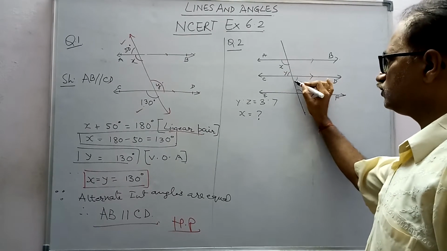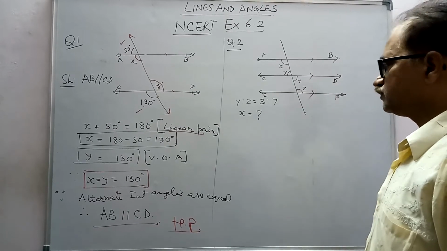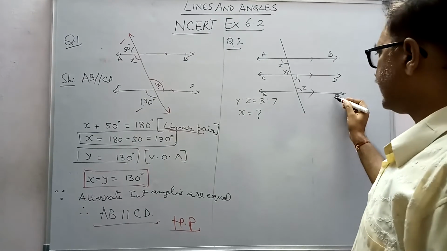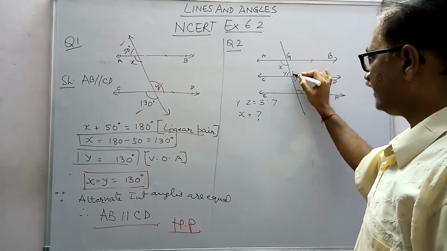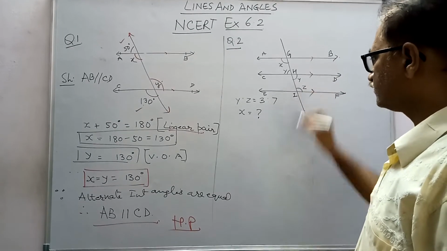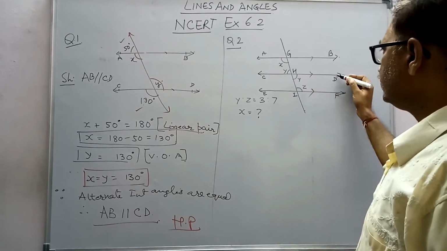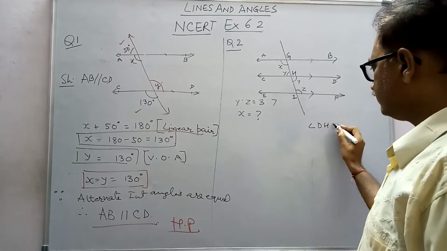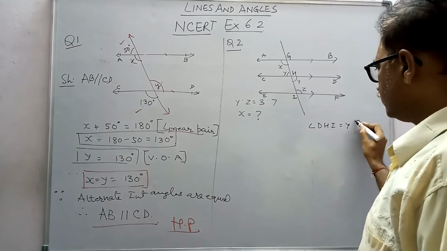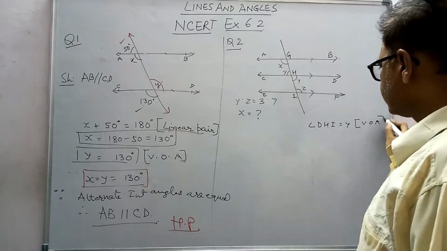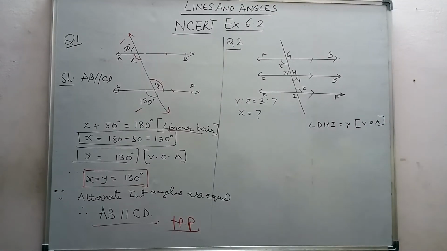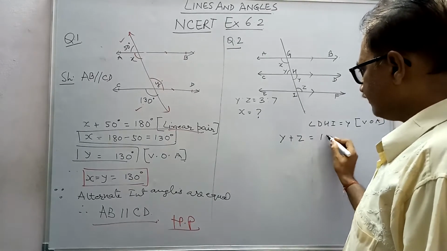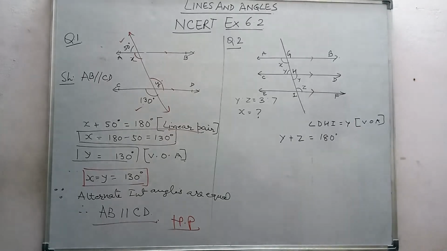So this is Y, this is also Y, because these are vertically opposite angles. Now, this is F, you can take this as G, this as H, and this as I. You see, angle DHI is equal to Y, vertically opposite angles. Now, Y plus Z is equal to 180.